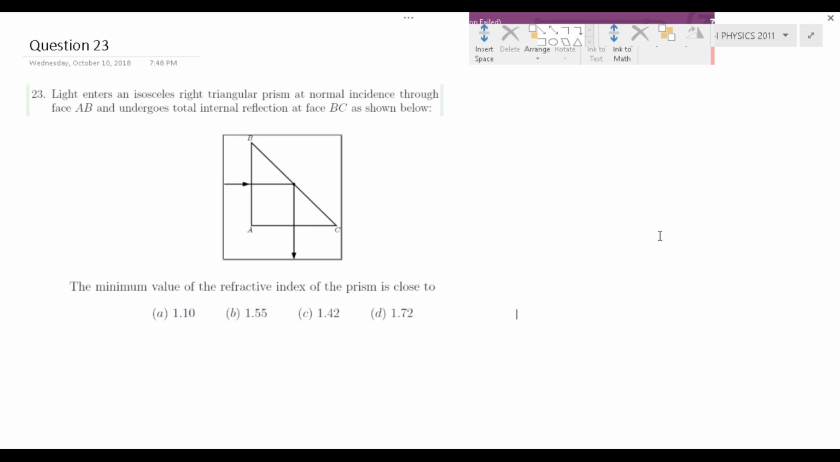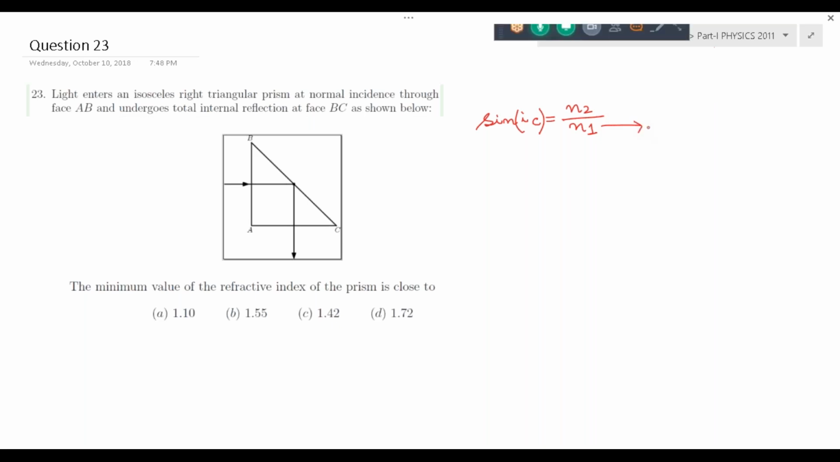Now, if you recall the concept of total internal reflection and critical angle, we know one thing. The critical angle is the angle of incidence for which the angle of refraction is 90 degrees. So if we assume that iC is the critical angle, then we know this formula: sine of iC is equal to N2 by N1. N1 and N2 are the refractive index of the prism and the air respectively.